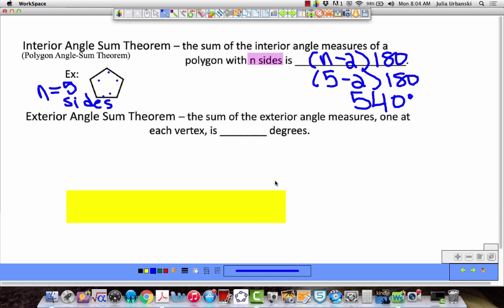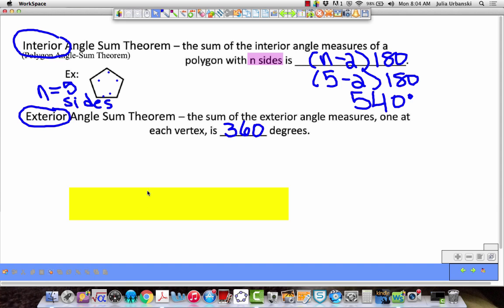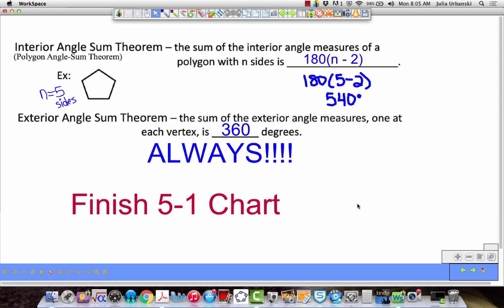Next rule, exterior angle sum theorem. What's the difference between this one and the top one? Good. One's inside, one's outside. The interior sum uses this formula. The exterior sum uses this one. The sum of the exterior angles, one at a vertex, is 360 degrees. There's no n there. It doesn't matter how many sides there are. They will always come out to be 360 degrees. Always. No matter what. Okay? Always.